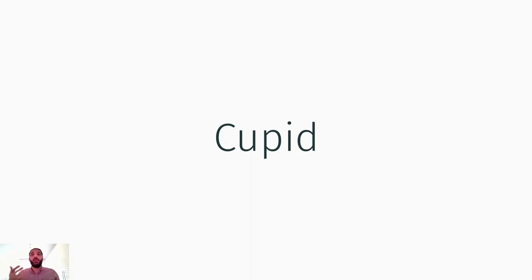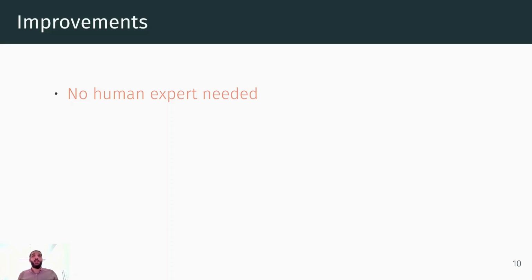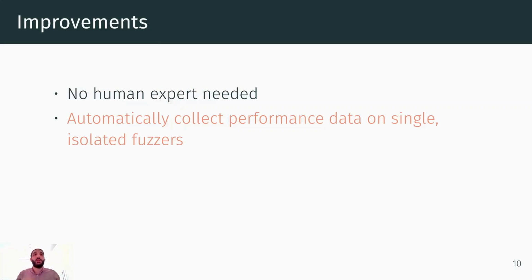For Cupid, what we wanted to do is basically get rid of the human expert that EnFuzz needed, the paper that we introduced earlier. What they did was derive some heuristics that a human expert can use to judge fuzzers by. For example, they look at the instrumentation method or the scheduling mechanism of two fuzzers, and then they can say, oh, they're different enough so they can be used together. But we did not want to have any human biases.